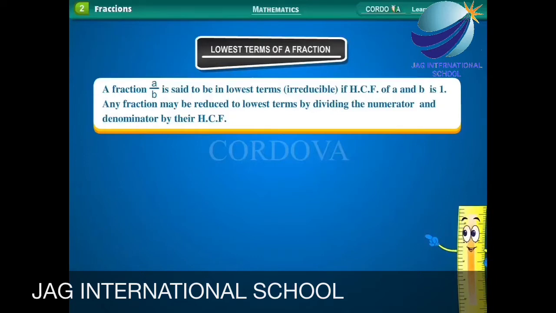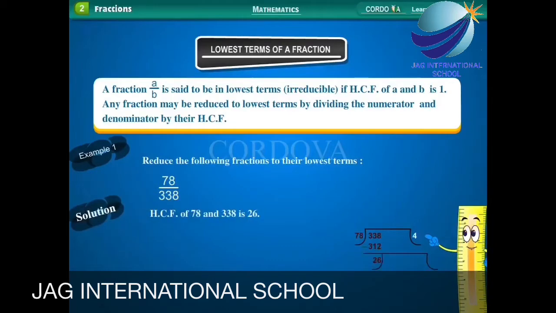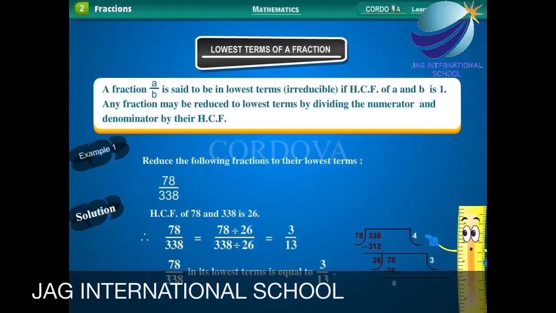Any fraction may be reduced to lowest terms by dividing the numerator and denominator by their HCF. Example 1. Reduce the following fractions to their lowest terms. 78 upon 338. Solution. HCF of 78 and 338 is 26. Therefore, 78 upon 338 is equal to 78 divided by 26 upon 338 divided by 26, which is equal to 3 upon 13. 78 upon 338 in its lowest terms is equal to 3 upon 13.